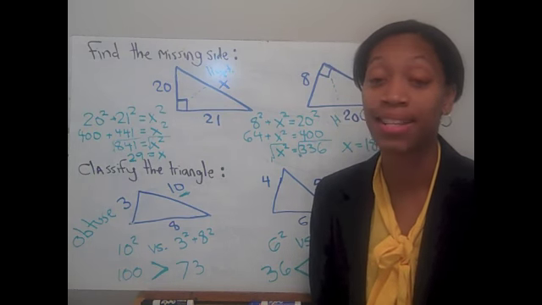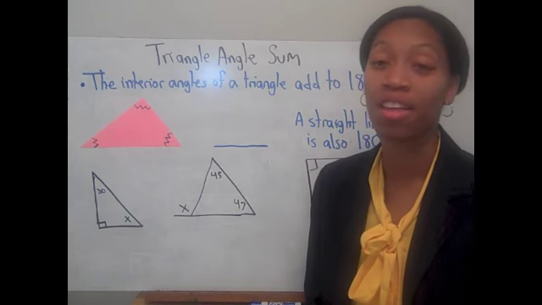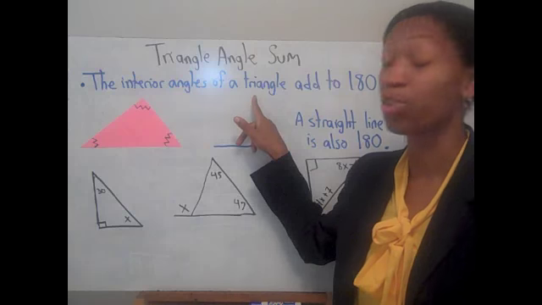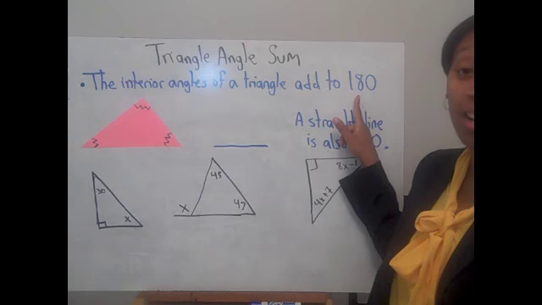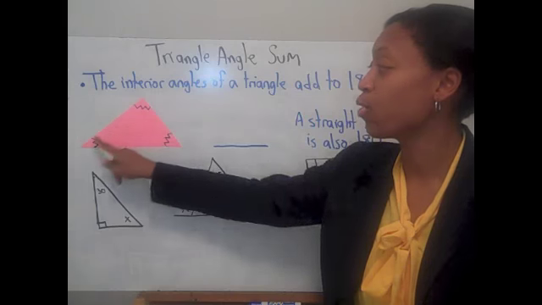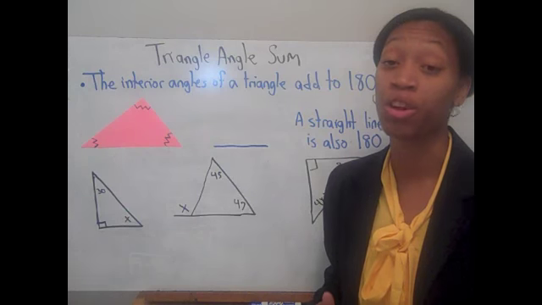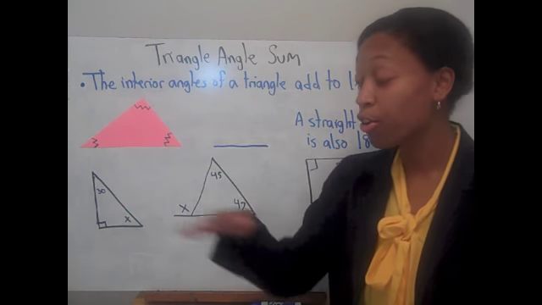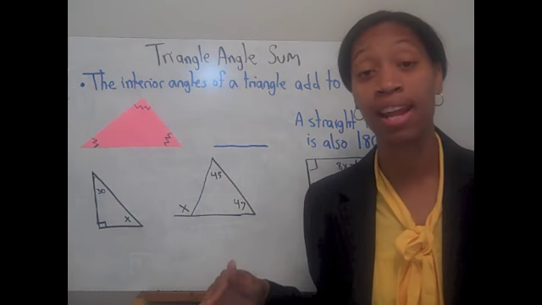Alright, so that's enough about sides. Let's look at some angles. Triangle angle sum. The interior angles of a triangle always add up to 180 degrees. No matter what triangle, no matter what size, if you take the three corners of a triangle and add them together, they make 180 degrees. Now 180 degrees is also a straight line like this, 180 degrees.